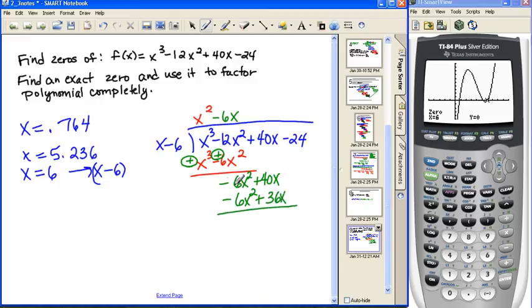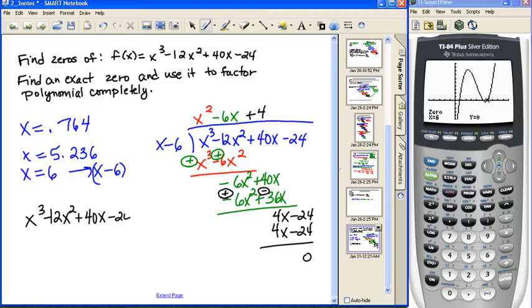And now we can change our signs. Adding gives us a 4x minus 24. And so we divide x into 4x, leaves what? Plus 4, so that's 4x minus 24. We knew we'd get a remainder of 0 because we found that to be a factor. So that tells us that what? X cubed minus 12x squared plus 40x minus 24 is equal to what? X minus 6 times x squared minus 6x plus 4.